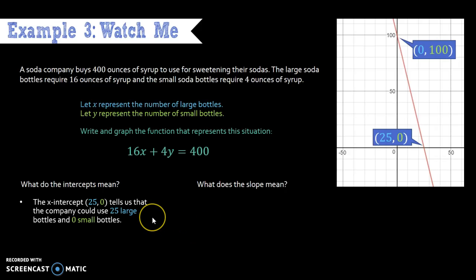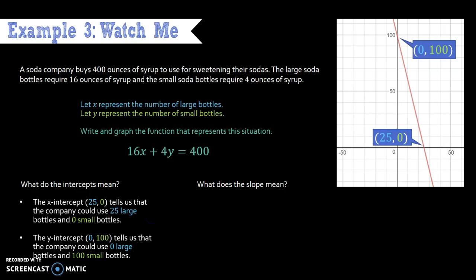The x-intercept (25, 0) tells us that the company can use 25 large and 0 small bottles. That's one possible combination of bottles that would use up all 400 ounces of syrup. My y-intercept tells us that the company could also do 0 large bottles and 100 small bottles instead. That's a different combination of bottles the company could use to use up all 400 ounces of the syrup.